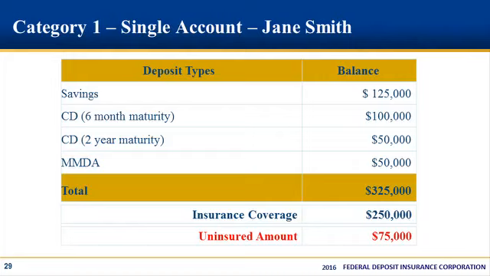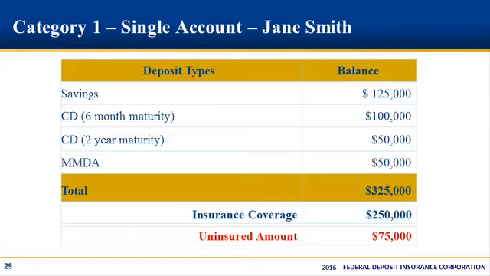Her 4 accounts have a total balance of $325,000 under Category 1 single ownership accounts. Well, since only $250,000 can be insured, the difference, that is $75,000, is uninsured.